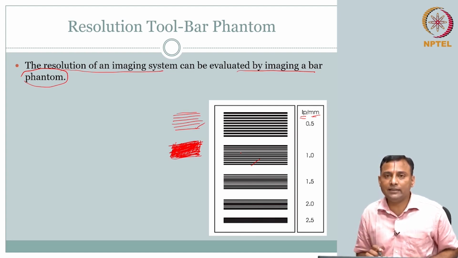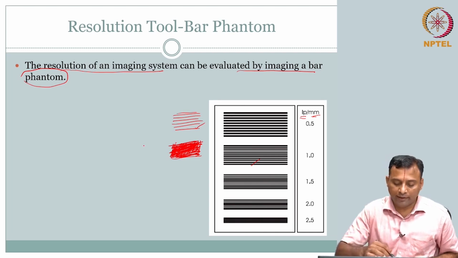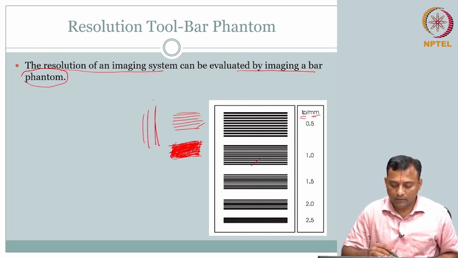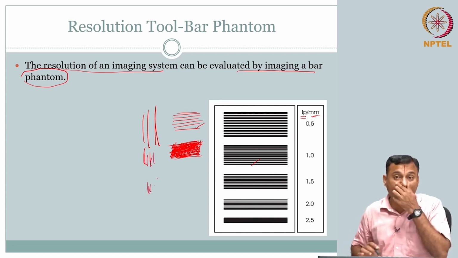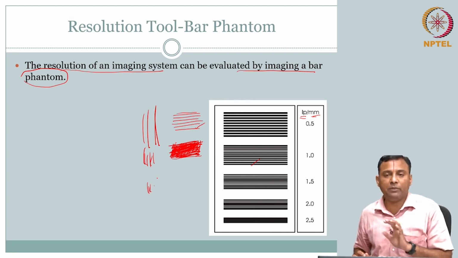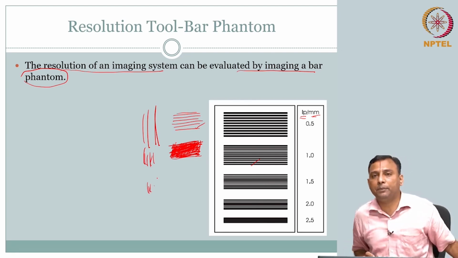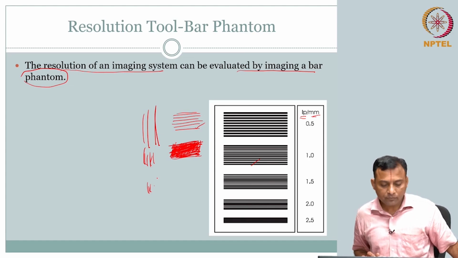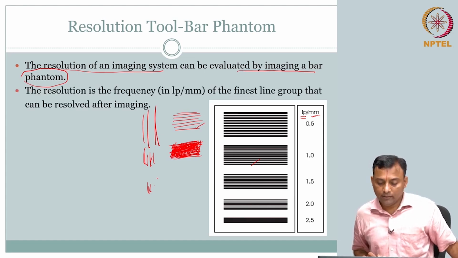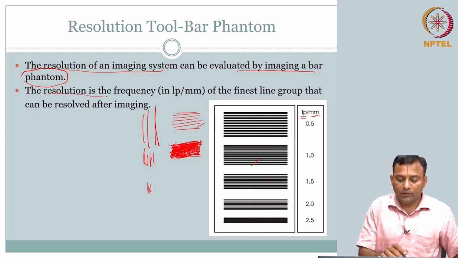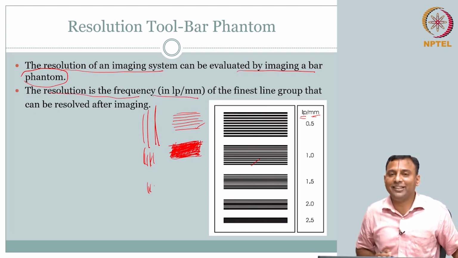So you can have a phantom which has parallel bars like that, close together, even close together, or in any direction. Just for simplicity I am showing. So it's called line pairs per millimeter. If you present this bar, you can talk about resolution as the frequency.